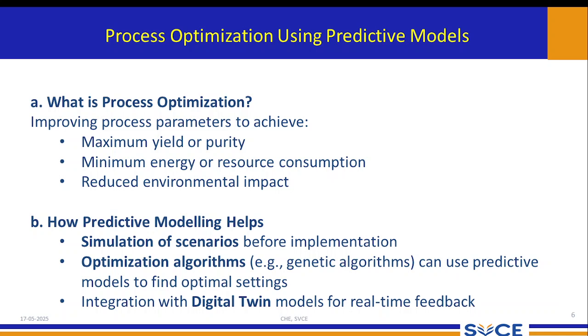Digital twins can be used to simulate the behavior of cities, optimize traffic flow, manage energy consumption, and improve resource allocation. So these are the key features of the digital twin: integration with the digital twin models for real-time feedback. Okay, so how does predictive modeling help? It is helpful in the simulation of scenarios, optimization algorithms, as well as integration with the digital twin models.